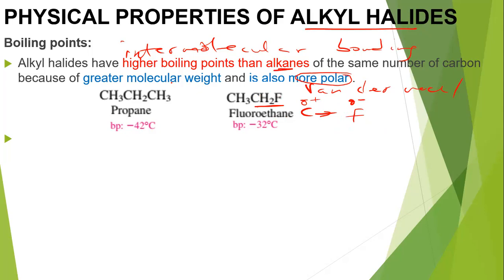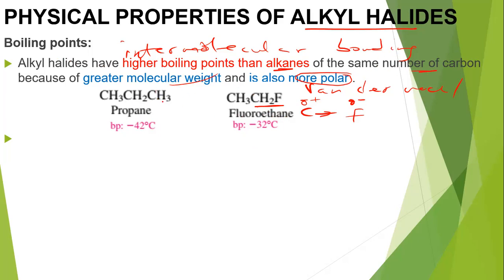The next thing is the molecular weight. Now, for van der Waals force, the higher the molecular weight, the higher the extent of bonding between the molecules, right? And so we are seeing that alkyl halides have higher boiling points than alkenes of the same number of carbon because of greater molecular weight and it's more polar. Now, why would they have greater molecular weight if we are talking about the same number of carbons?